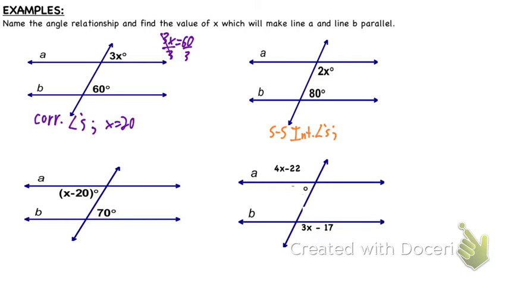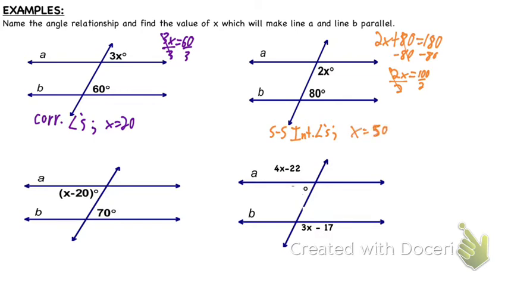Okay, I'm going to go with Seth this time. You have to have 2x plus 80 equals 180. Yeah, so if these lines are parallel, 2x plus 80 would have to equal 180. We don't know if they are or not, but we're saying what would x be if they are? Subtract 80. 2x equals 100. Divide by 2. x is 50.